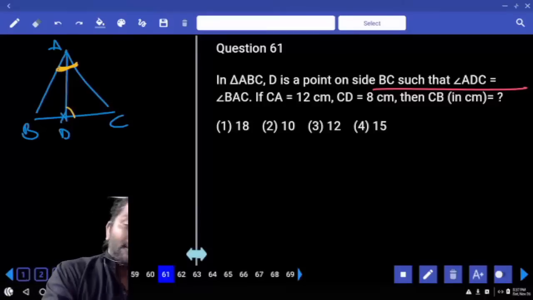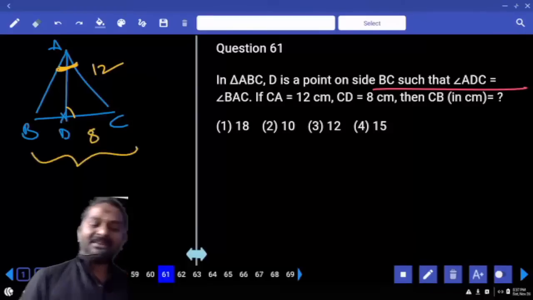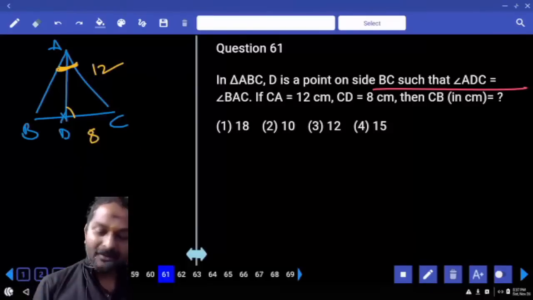CA is equal to 12. CD is equal to 8. And we were asked to calculate CB or BC, one and the same. Correct? Now, look at this.